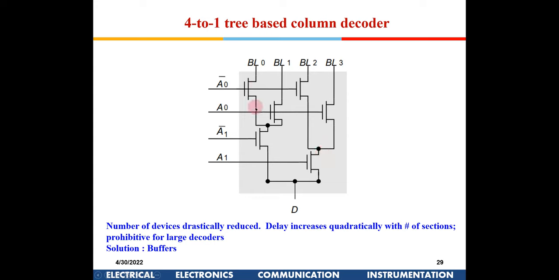Now you can reduce the number of transistors considerably by using a tree based column decoder. Here if you see, A0 is for 00, the line will be from here, from A1 bar here. For 01, it will be from here. So you'll have an alternate path. So this is like a tree. The only problem here is the delay will be large, because you are making a tree out here. For a small number of address lines, it's okay. For a large number of address lines, the delay will become very, very high.